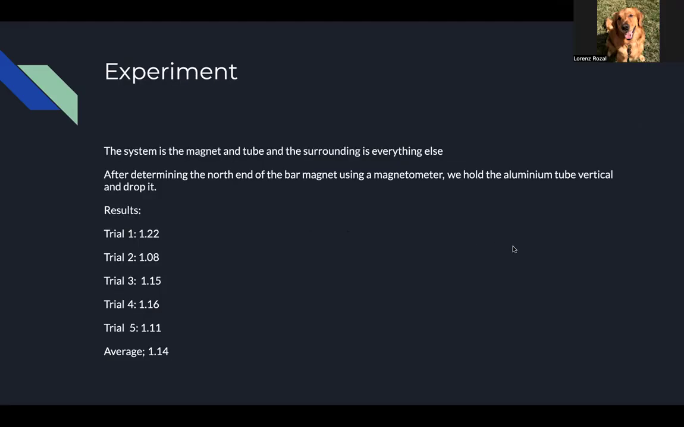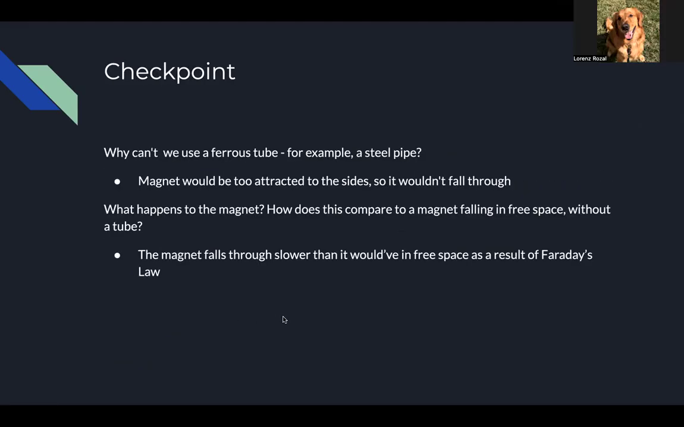In our experiment, we treated the system as the magnet and tube, and everything else was the surroundings. After determining the north end of the bar using the magnetometer, we held the aluminum tube vertical and dropped the magnet, and we eventually came to an average of 1.14 seconds. We couldn't use a ferrous tube such as a steel pipe because the magnet would be too attracted to the side, so it wouldn't fall through. So what happens to the magnet? Well, it falls through much slower than it would have in free space as a result of Faraday's law.